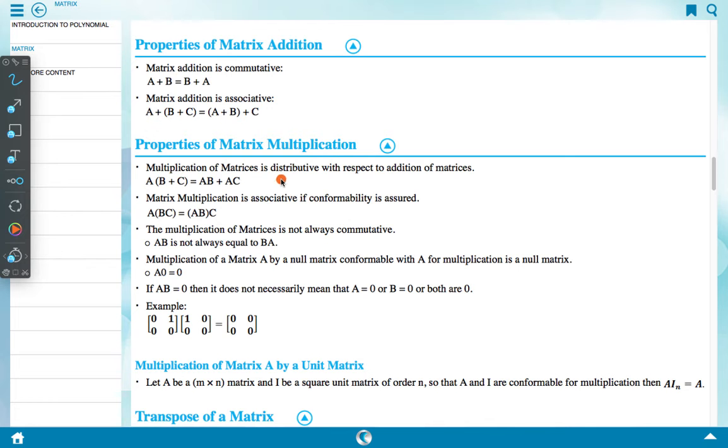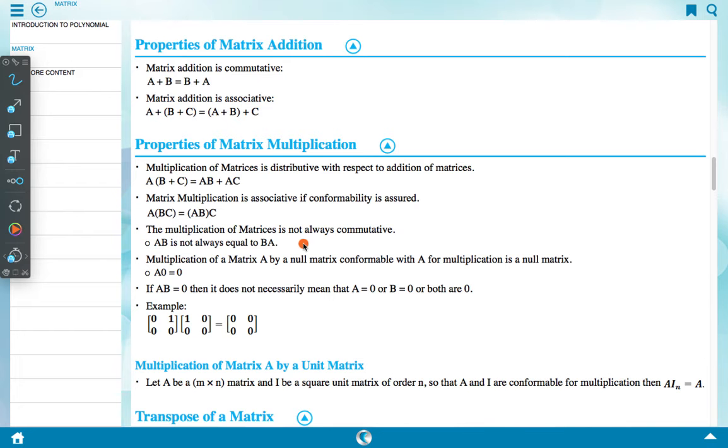Multiplication of matrices is distributive with respect to addition of matrices: A into (B plus C) is equal to AB plus AC. Matrix multiplication is associative if conformability is assured: A into (BC) equals (AB) into C.